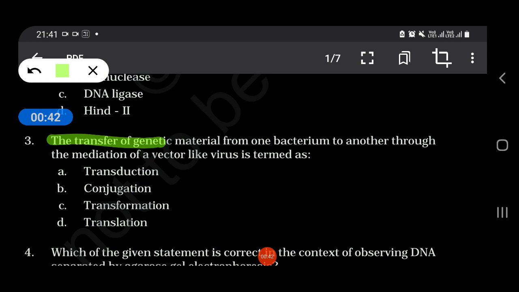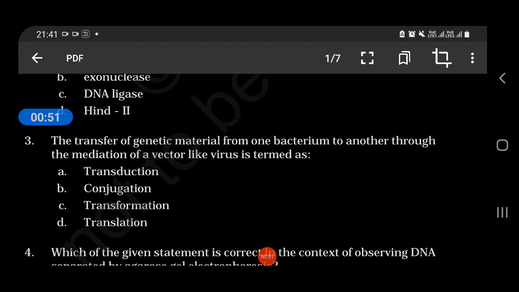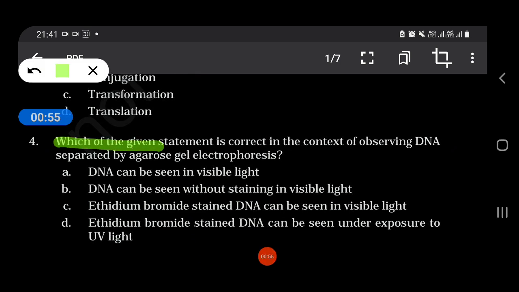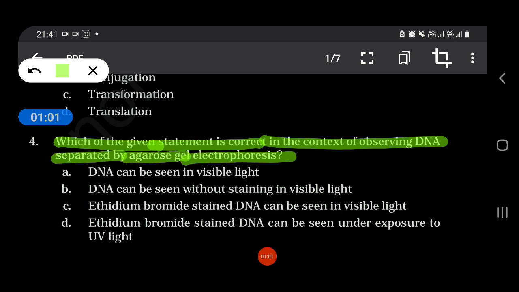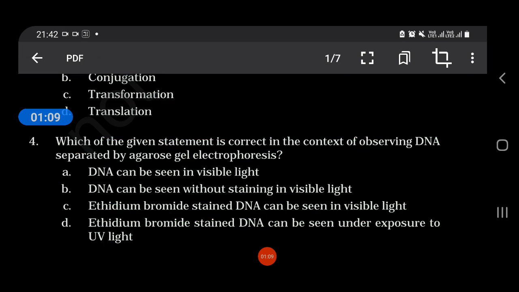The transfer of genetic material from one bacterium to another through the mediation of vectors like virus is termed as transduction. Which one of the given statements is correct in the context of observing DNA separated by agarose gel electrophoresis? So our answer is D. Ethidium bromide stained DNA can be seen under exposure to UV light.